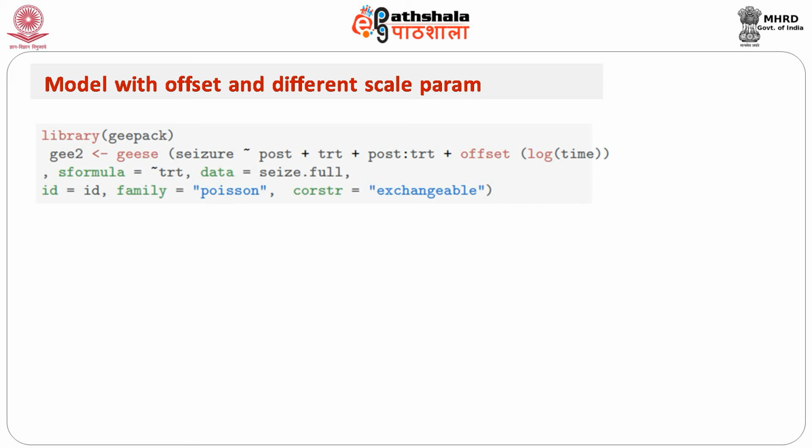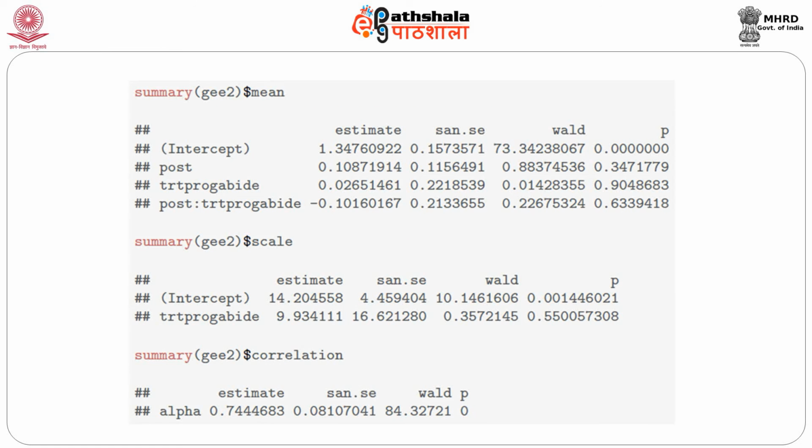Family is Poisson because we have count data, and correlation structure is exchangeable. We can use any other correlation structure, but here, because GEE produces consistent estimates, we are working with the exchangeable correlation structure. And then if we say summary GEE2, again it would produce a lot of output. So, just to keep it short, we are using summary GEE2 mean, and we get the estimates, the standard errors, the Wald statistic, and the p value here.